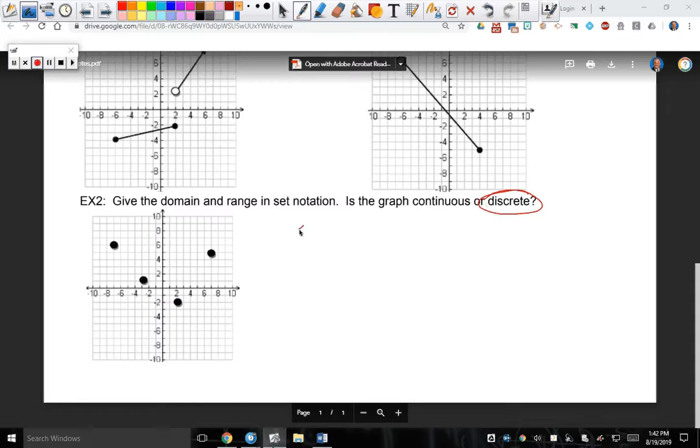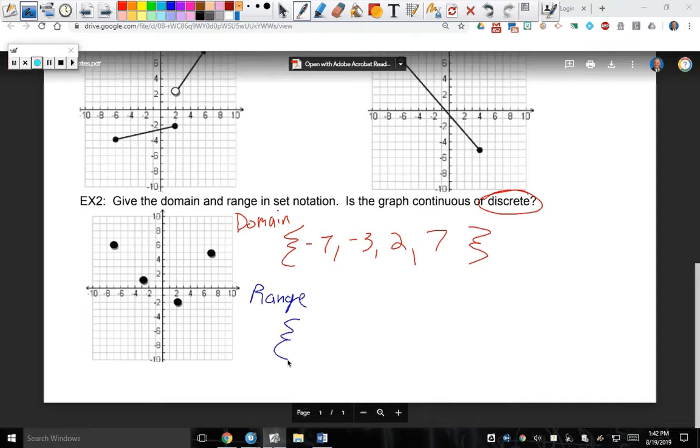So when you have a discrete, you're going to list them out with braces, and they're each individually all going to be listed out. Okay, so Jack, what would I list out for the domain? -7, just the x values. Alright, then -3, 2, and 7. Perfect. Okay, so now we're going to go to range.